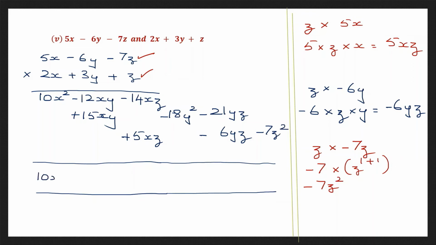Now let's work out everything. So here we have 10x squared. Then we have xy, signs are different, sign of the bigger number and subtract. 15 minus 12 is 3xy. Again here we have two terms for xz, signs are different, put the sign of the bigger number and subtract. 14 minus 5 is 9, 9xz. Then we have minus 18y square. Then we have yz, we have two numbers there. Signs are the same, put the same sign and add. 21 plus 6 is 27yz and the last one is minus 7z square.